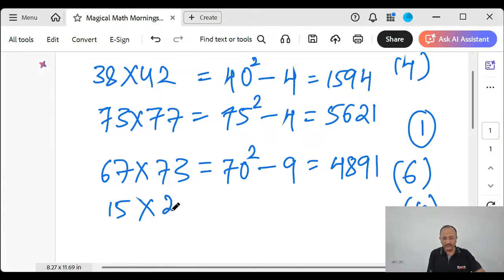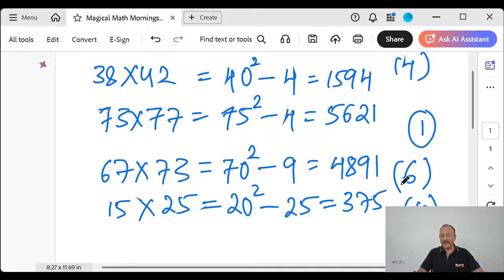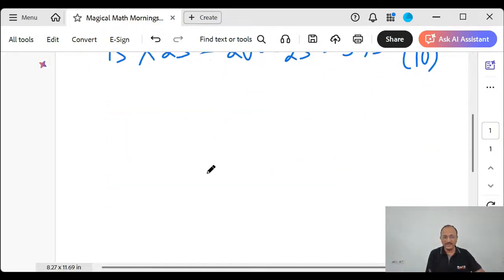15 into 25. What is that? The middle number is 20, so 20 square minus 25. 20 square is 400, minus 25 is 375. Have you seen the correlation between all these numbers? Let me explain. If you remember it, it will become easy.